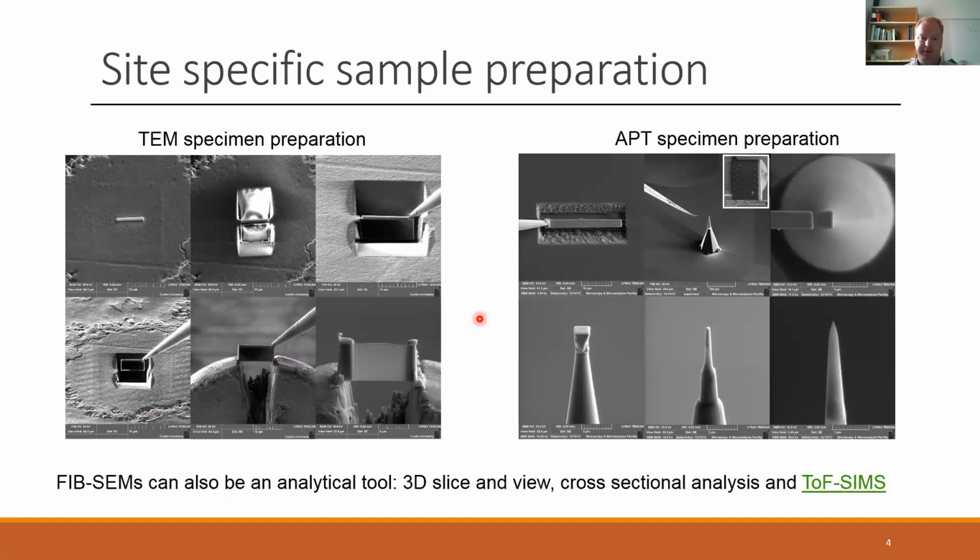However, FIB-SEMs obviously can do a number of other things, and so 3D slice and view is a very common technique used in FIB-SEM. Cross-sectional analysis, people use it for nanofabrication, and more recently, people are looking at analytical applications in FIB-SEM, and one of them is ToF-SIMS, and that's what I'll discuss today.